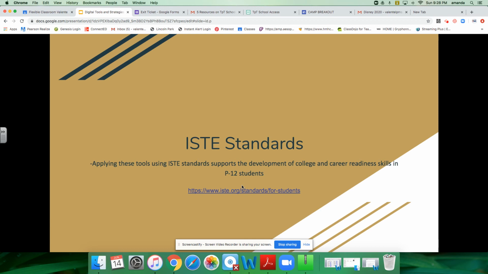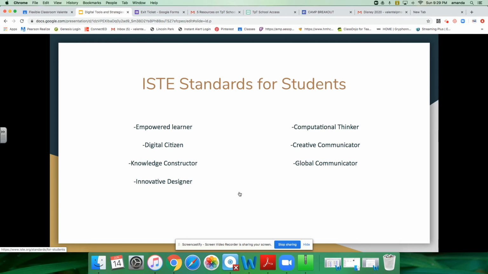So, existing in the world is something called ISTE standards, and those standards are the International Society for Technology and Education. And applying these tools that I just shared with you, these 4 tools and strategies, I'm going to show you how each one meets some of the ISTE standards. And I just linked the site here for students. So here are the ISTE standards for students. We have empowered learner, digital citizen, knowledge constructor, innovative designer, computational thinker, creative communicator, and global communicator.